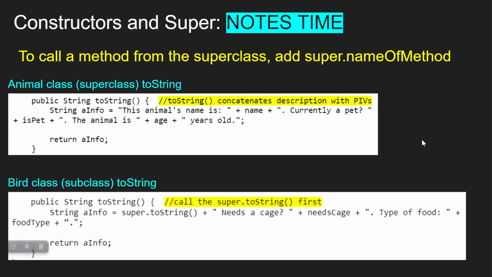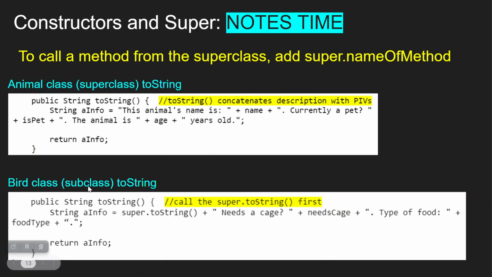And then an interesting thing happens with the toString method. The animal class's toString method creates a string variable called aInfo and sets it equal to the string that you see here, where we're concatenating name, is pet, and age to some text. And then it just returns our string variable.